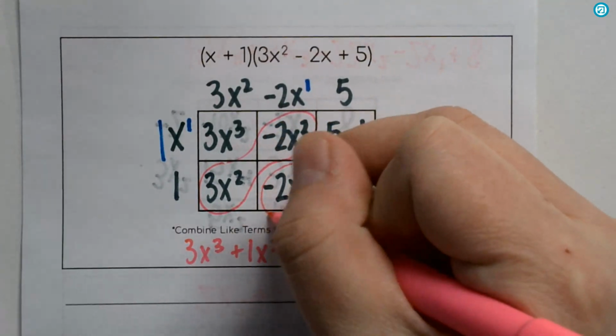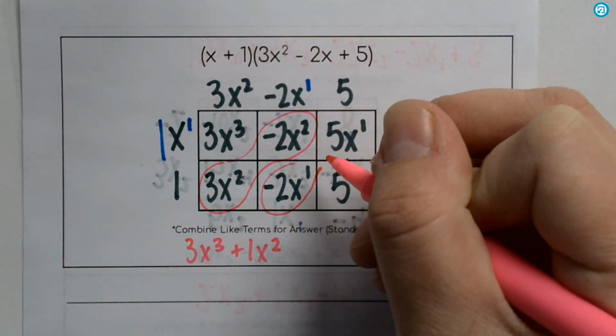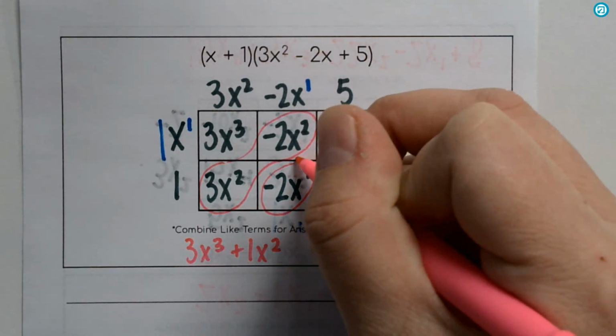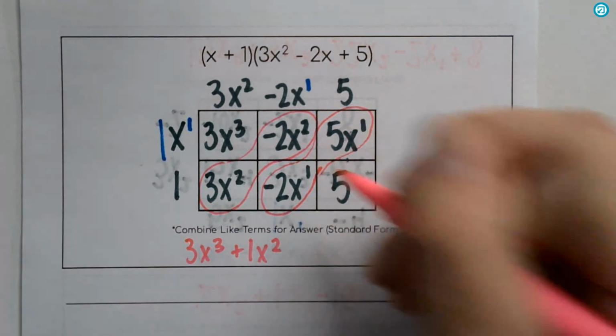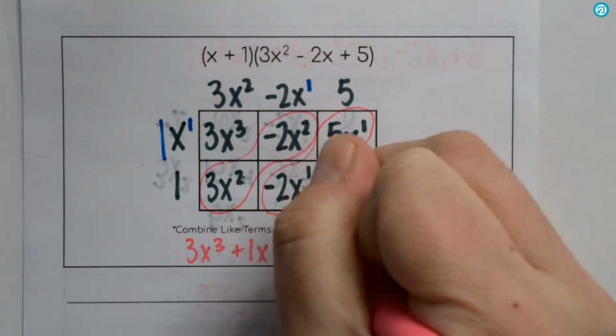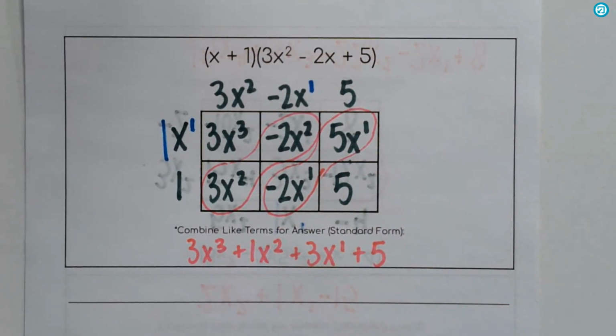So this negative 2x to the first can combine with... Thanks, Phoebe. I appreciate it. Negative 2x to the first and that 5x to the first can combine to be positive 3x to the first. And I still have my plus 5. So this is something you're going to see a lot, actually, with your 2 by 3s, where you can combine at that diagonal twice.